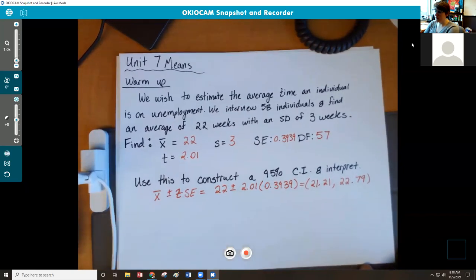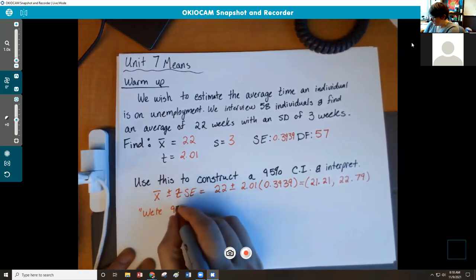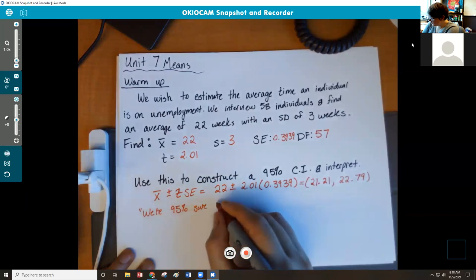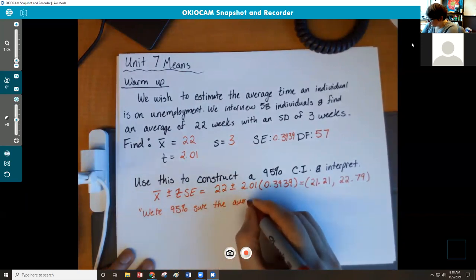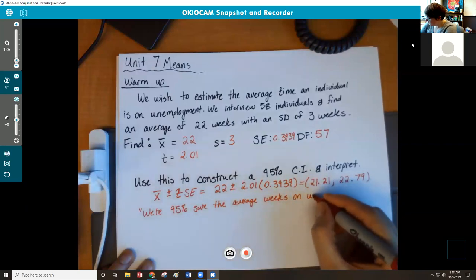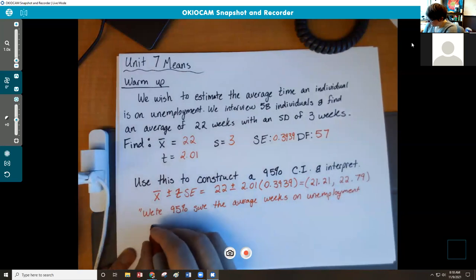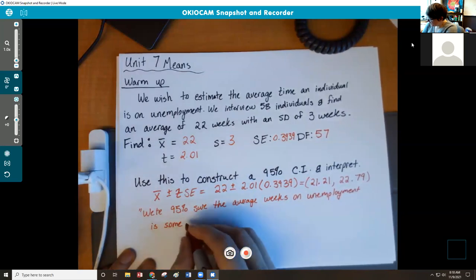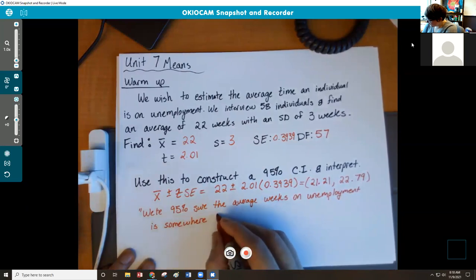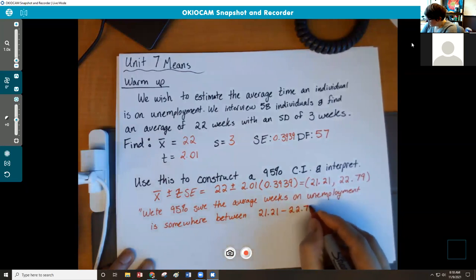All right, now we have to write a verbal interpretation. So our verbal interpretation is going to be: we're 95% sure the average weeks on unemployment is somewhere between 21.21 to 22.79 weeks.